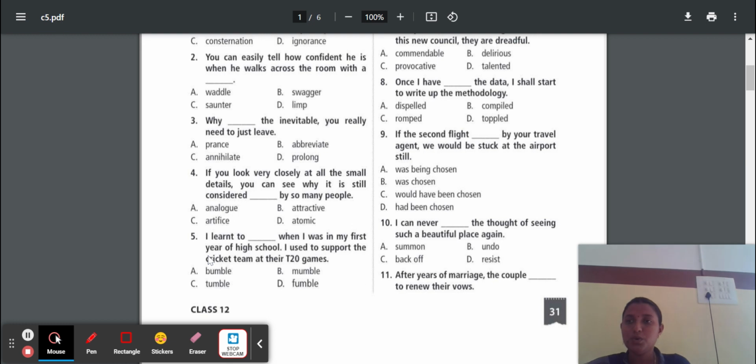Question number 2. You can easily tell how confident he is when he walks across the room with a dash. Option A, vandal means to walk with short steps. Option B, swagger means to walk in a way that shows confident. Option C, saunter means to walk without hurrying. Option D, limp means to walk with difficulty. Answer for the question is option B, swagger.